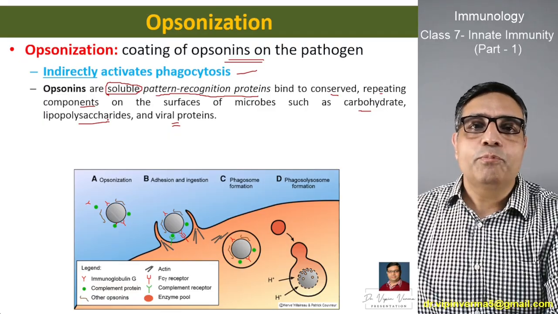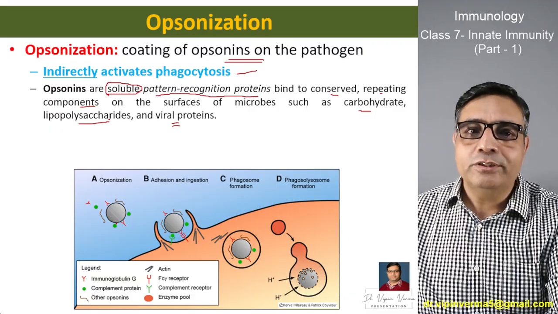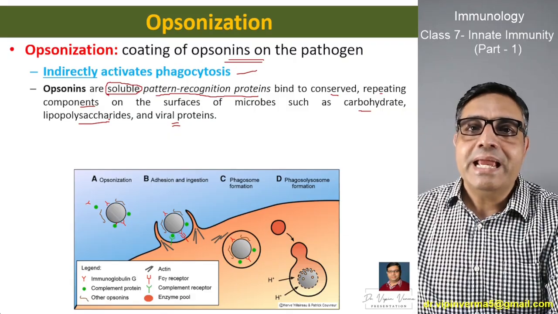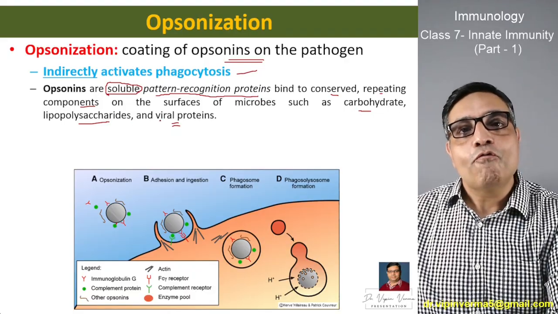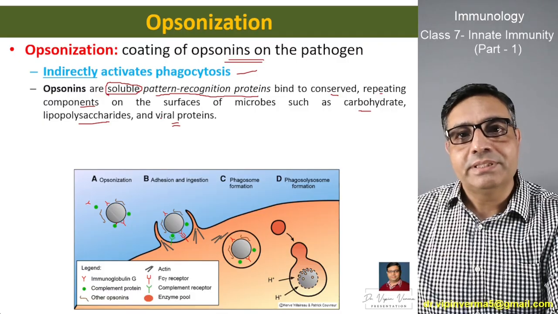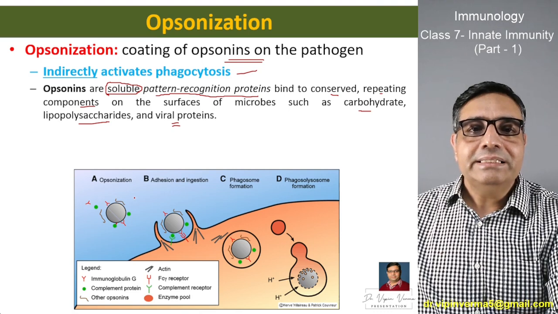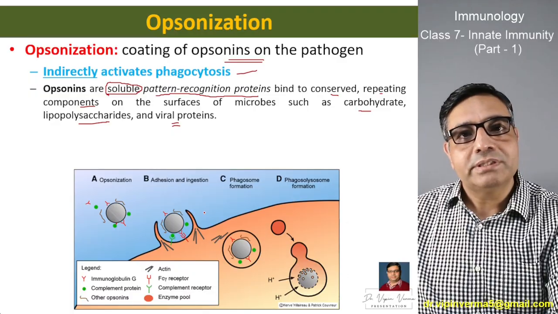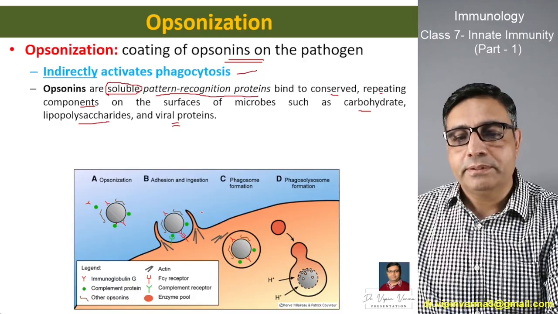So pattern recognition proteins are the receptors or the proteins which, in the case of opsonins, are freely available, and as soon as they interact with the pathogen, they bind with some specific carbohydrates, lipopolysaccharides, or viral proteins, and they coat themselves. So once the pathogen is coated, it is intended for phagocytosis. So the phagocytosis takes place. So it helps in the phagocytosis.